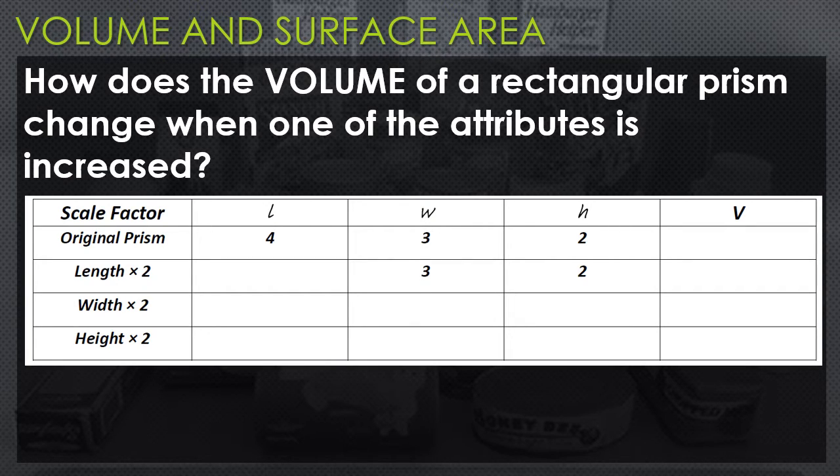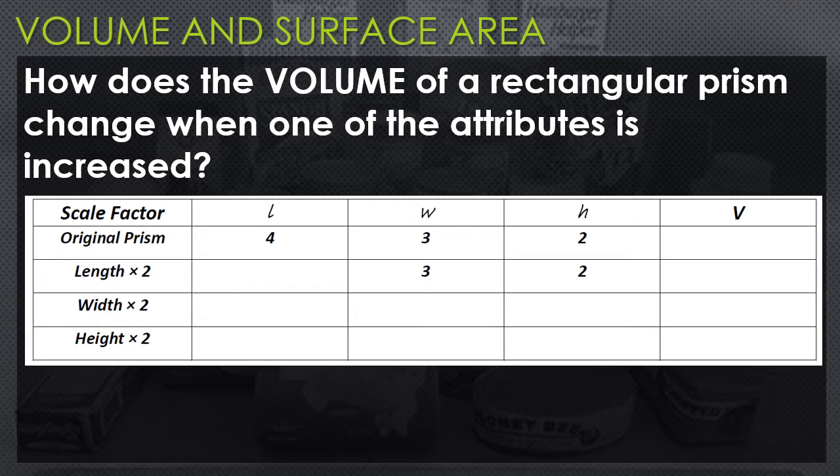We are in part 3 of our volume and surface area series. This is what happens to the volume of a rectangular prism if we change one of its attributes. What happens if we change the length or width or height? So let's go ahead and see what happens.